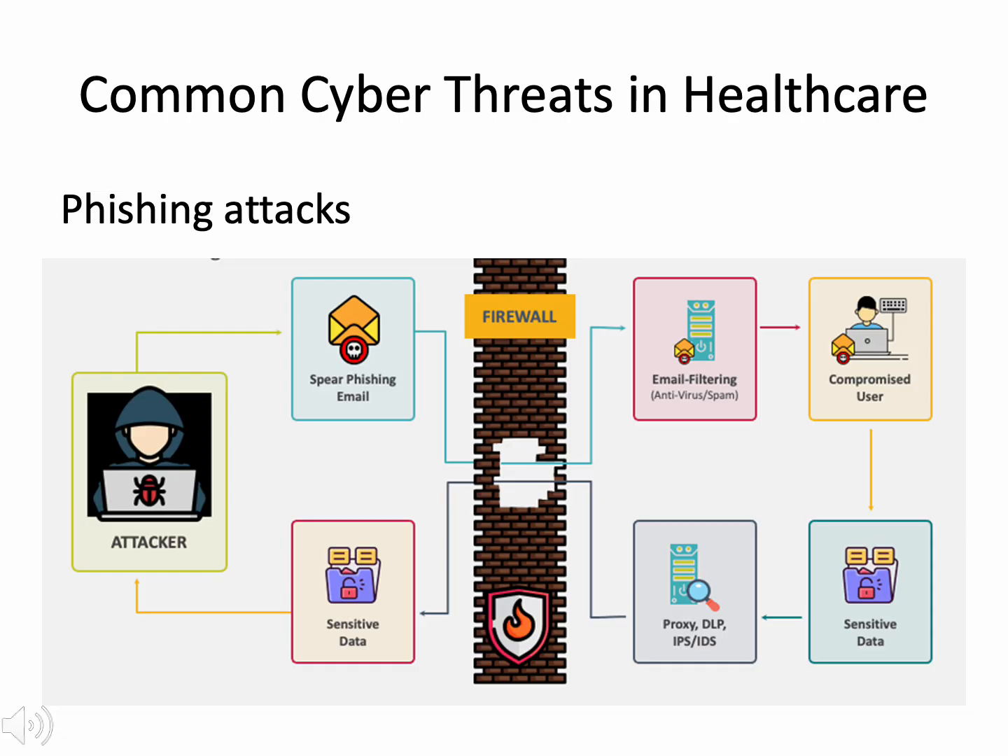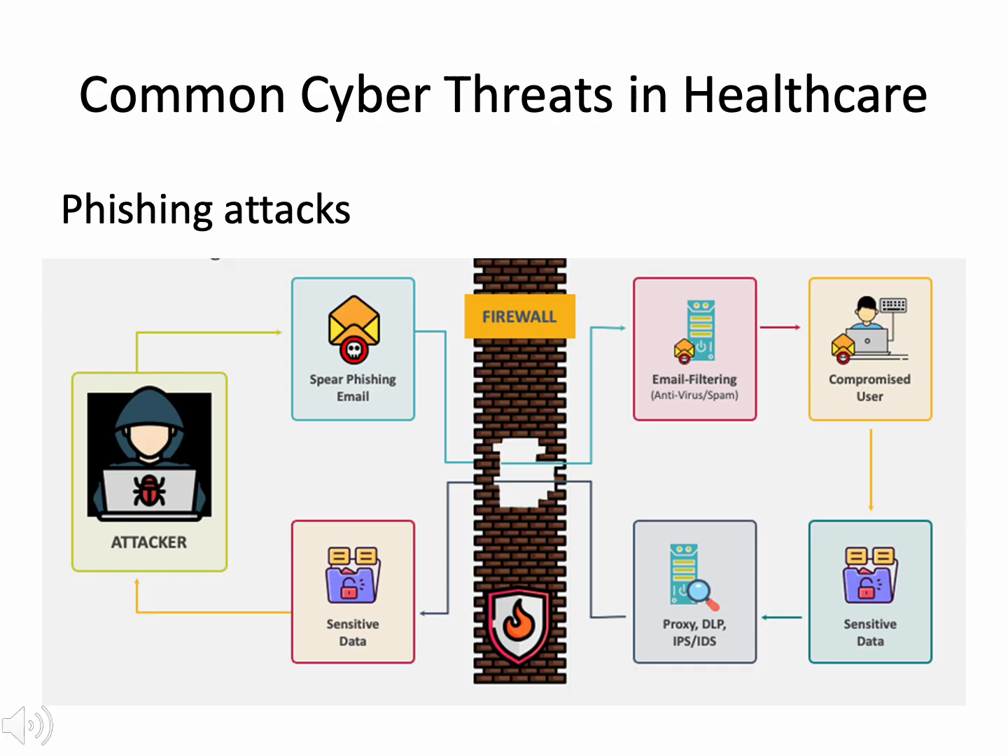3. Email filtering stage. Once inside the network, the email is processed by email filtering systems, such as antivirus or anti-spam tools. If detected, the email is blocked. However, advanced phishing emails often evade these filters. 4. User compromise. If the email reaches the user's inbox and the user is tricked into clicking a malicious link or opening an infected attachment, their credentials or device can be compromised.